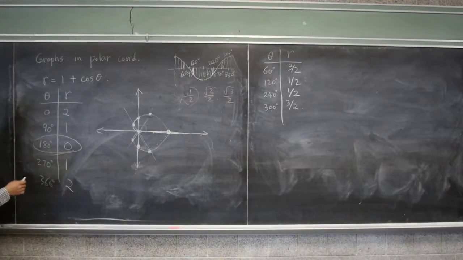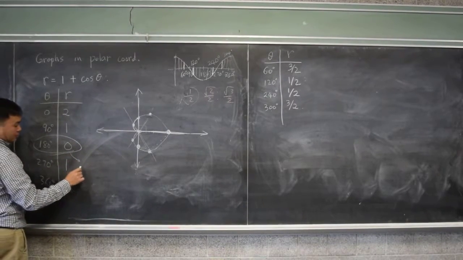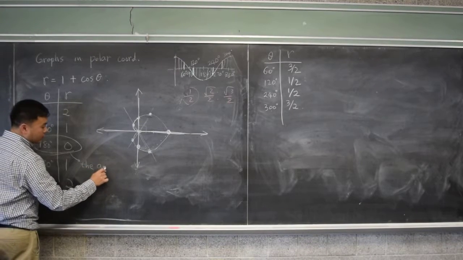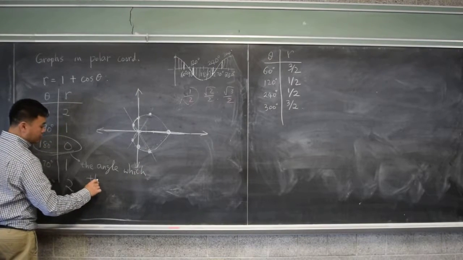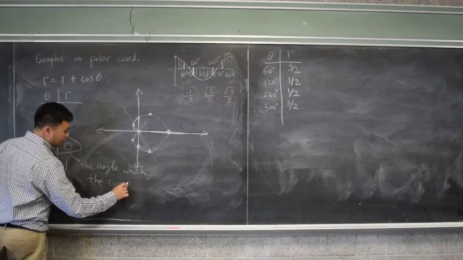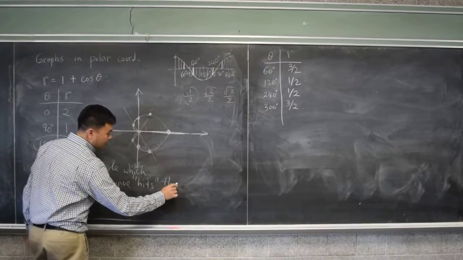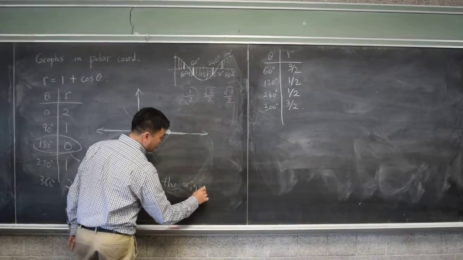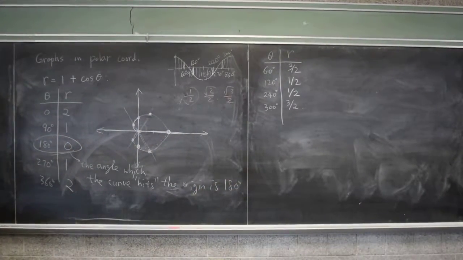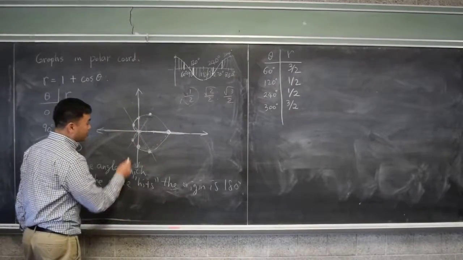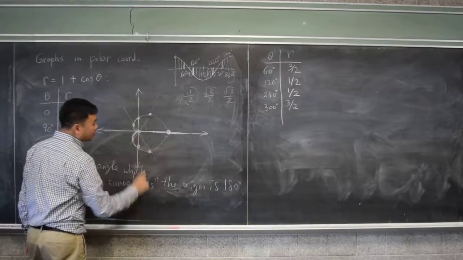Okay, so that's actually pretty important. So I should say the angle at which the curve hits the origin is 180 degrees. So that's how you should note it. The angle hits 180 degrees. Okay? So it's hitting 180. So that's what you have.